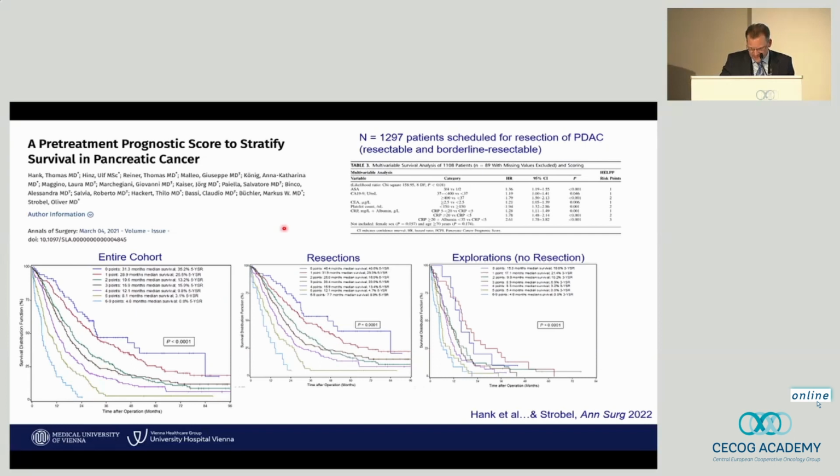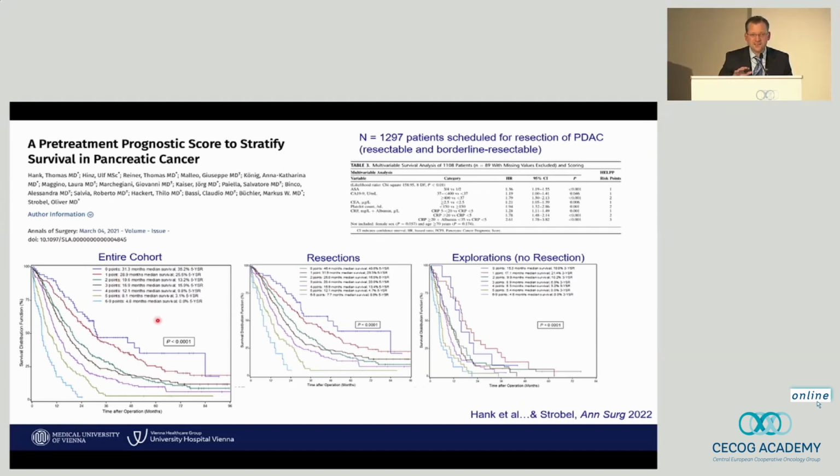We identified these factors: the ASA score, which is similar to the performance status, reflecting comorbidity and surgical risk, CA19-9, CEA, of course, the known biomarkers, platelet count, and CRP and albumin. And these were the independent factors associated with prognosis. And we put this together with a score based on the hazard ratios of early death. And we see that this score perfectly stratifies survival in these patients.